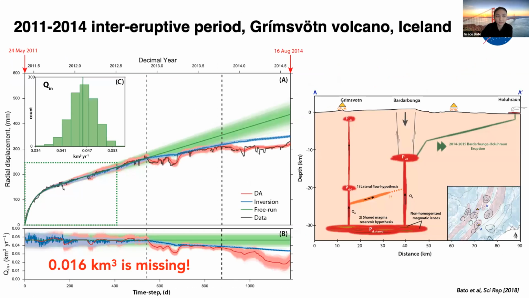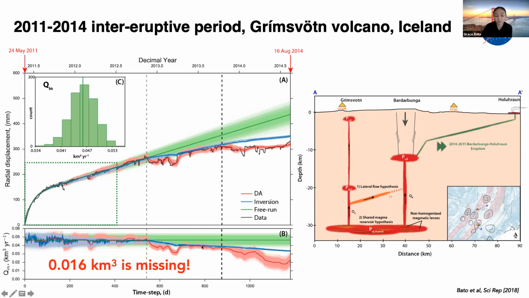We also applied this to the 2011-2014 interaruptive period at Grímsvötn volcano. Here it's a very special case because in August 2014 was the Bárðarbunga Holuhraun eruption. So this is the radial displacement as a function of time, and again I'm plotting here Qin as a function of time. And what we found out by using sequential data assimilation is that we were able to track this decreasing trend of supply of magma into Grímsvötn's volcanic system.